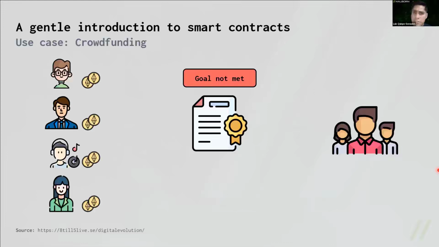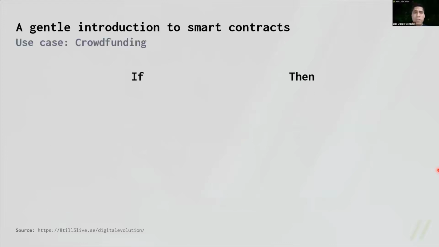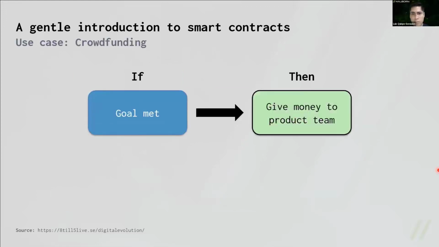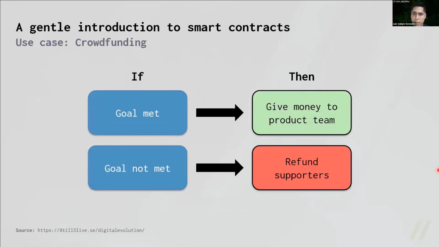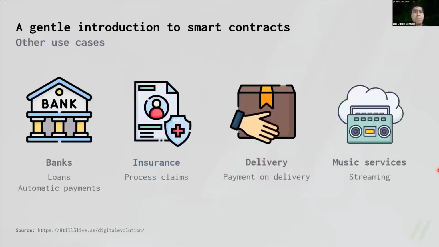What is the logic inside the contract? Easy. We have a conditional expression. Very, very straightforward. If the goal is met, then give money to the product team. Otherwise, return the money to the supporters. There are many use cases for many industries: banking, insurance, delivery, music services, streaming, video games, exchange applications, and a huge etc. Very interesting.